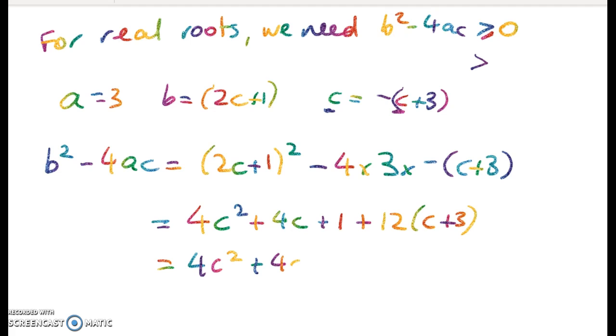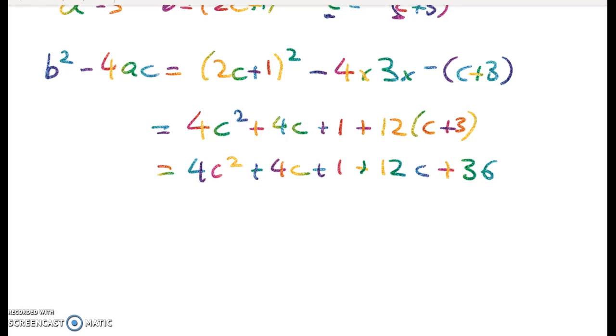giving me this. So it's worth doing this slowly, because if you muck this up, the questions might get much harder depending on your mistake, plus it'll just be wrong. So 4c squared plus 16c plus 37. So what we need to show is that that is strictly positive.